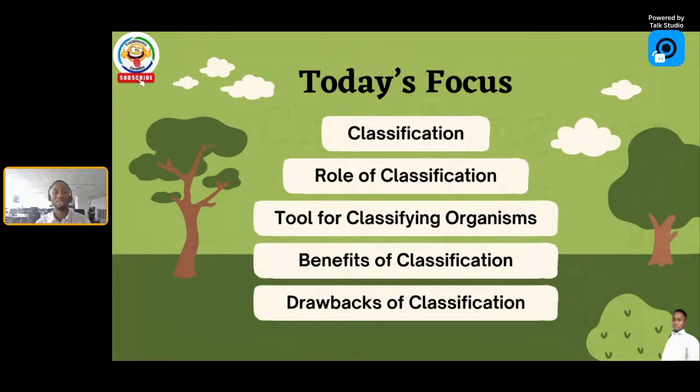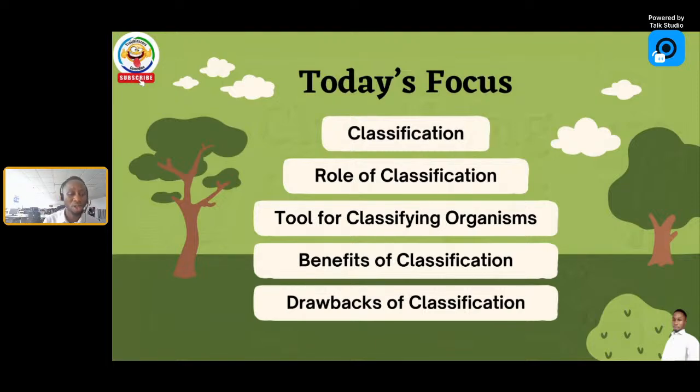We are starting from the basics. So today we are advancing to what we call classifying organisms. Yes, classifying organisms, and why and how do we classify living things? How and why do we need to classify them?